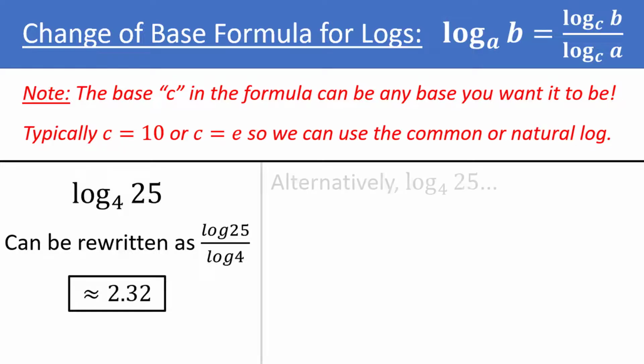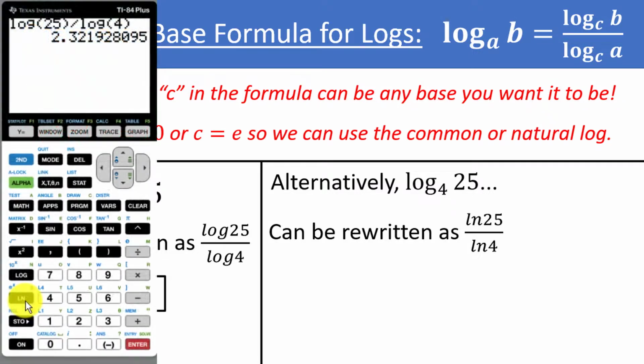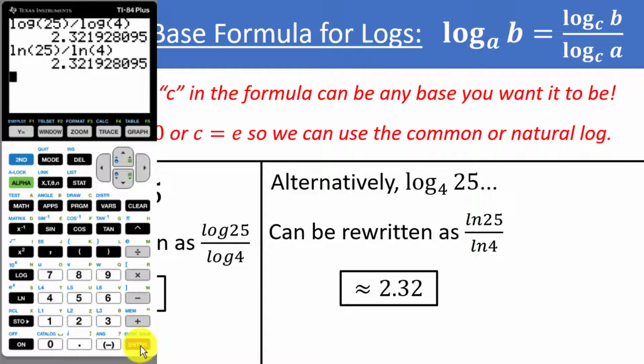Note that we could have also used the natural log to get the same answer. We could have let our base c equal e, so that we have the natural log of 25 divided by the natural log of 4. The natural log of 25 divided by the natural log of 4 is also equal to 2.32, so you can use whichever method you want.